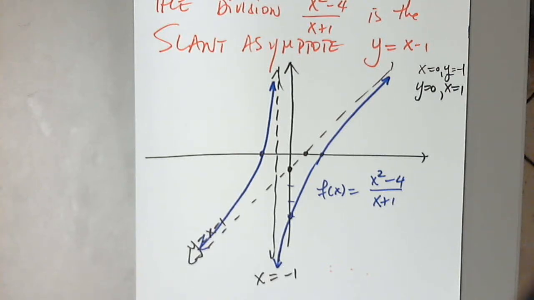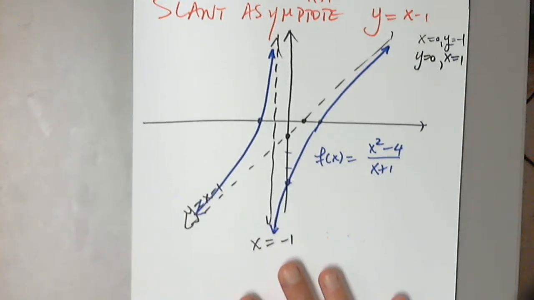It's the same thing with the horizontal, but functions that have horizontal cannot have slant. Rational functions that have slant cannot have horizontal. A function can cross a horizontal asymptote, and it can cross a slant. But the one that will never ever dare to cross is... absolutely. Very good.